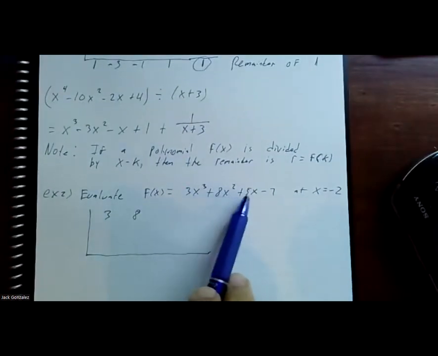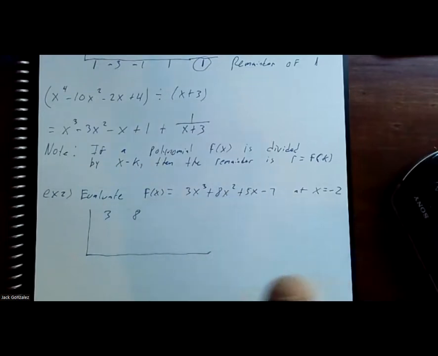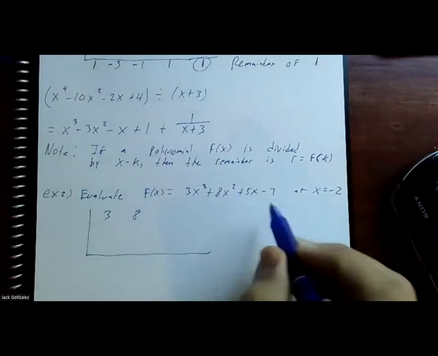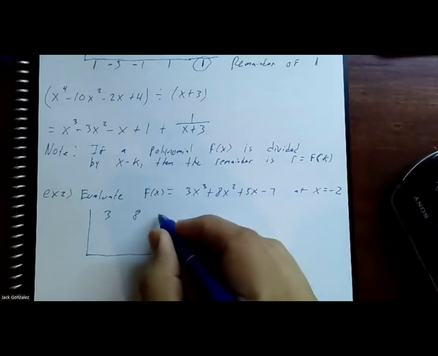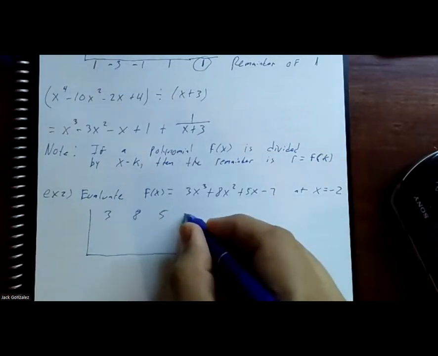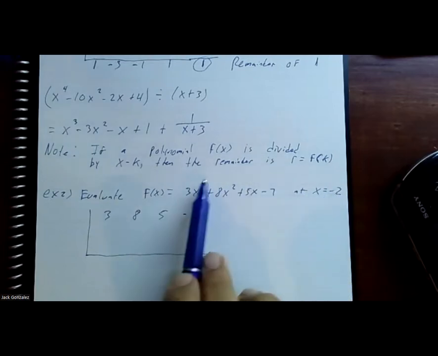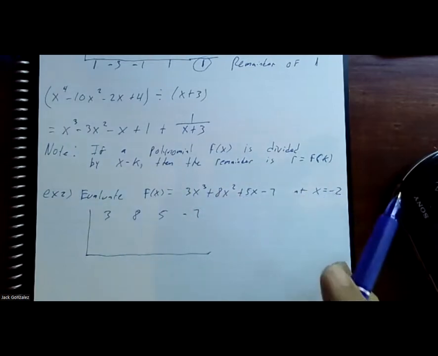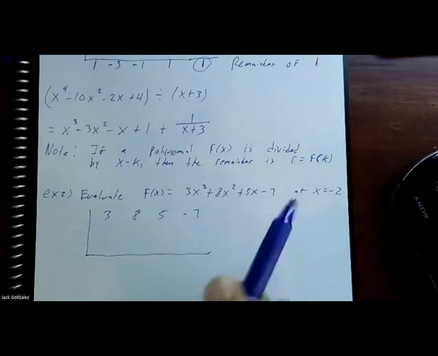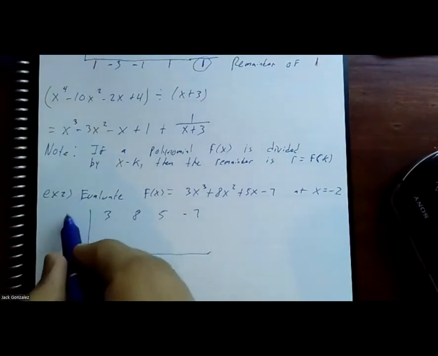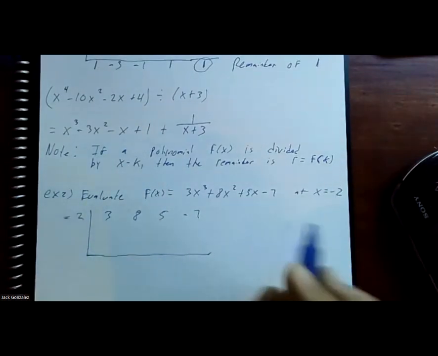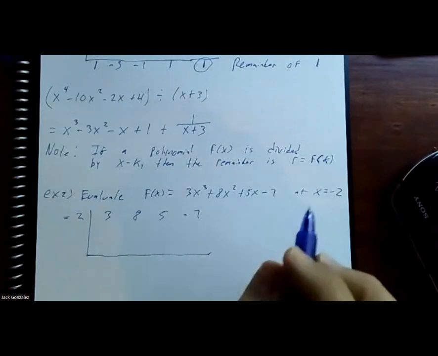So 3, 2, 1, 0. Make sure you have all the powers before we start writing them. We have all of them. So 3, 8, 5, -7, right? So you could just plug this in right here. That would be the answer. But they want you to see that if you divide by this, that's the same thing as plugging it in.